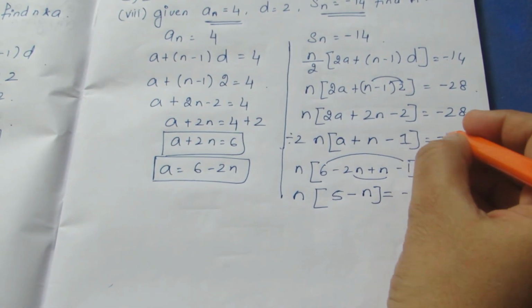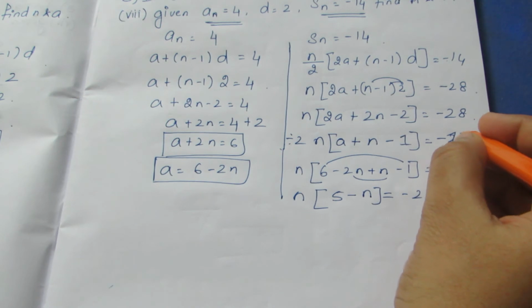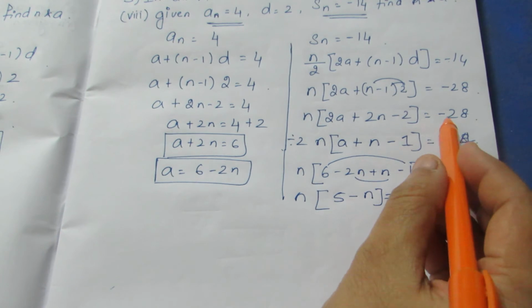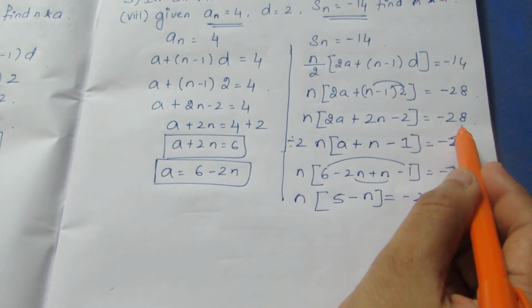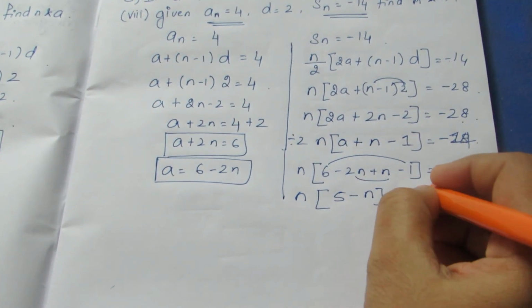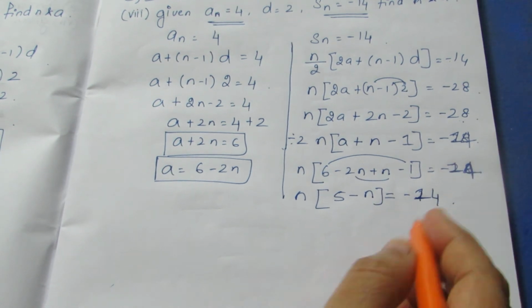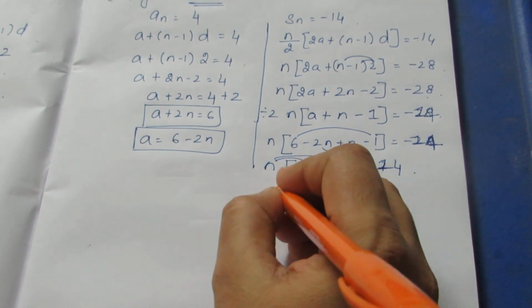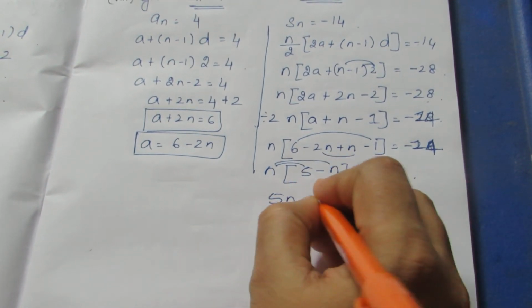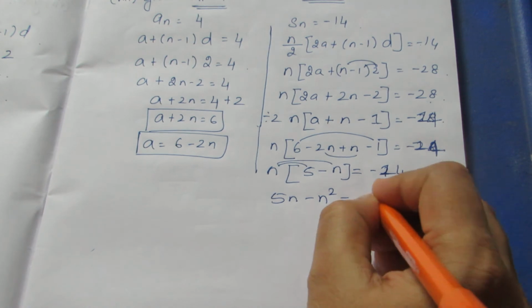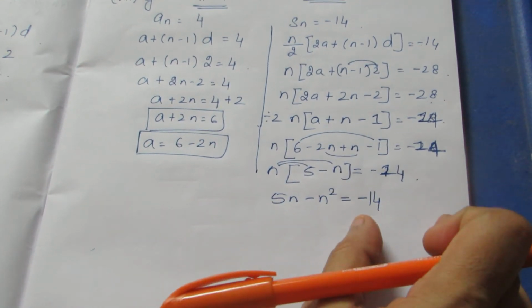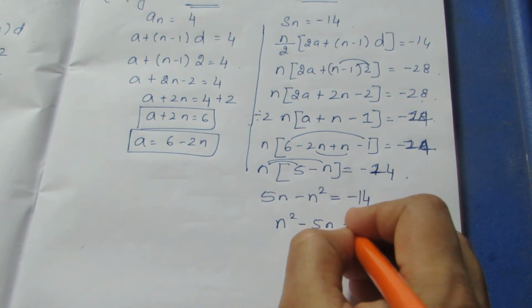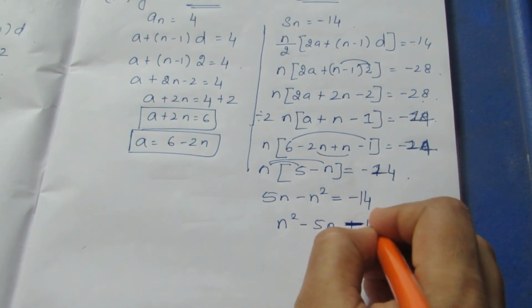No, I need to divide it here also. So it becomes 14. Sorry, I forgot to divide. If you divide by 2, you need to divide it here also. It becomes minus 14. So bring everything to one side and also multiply the n value. If I multiply the n value, it becomes 5n minus n square equal to minus 14. I am bringing every variable to this side. It becomes n square minus 5n plus 14 is equal to 0.